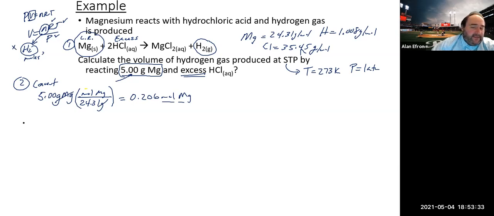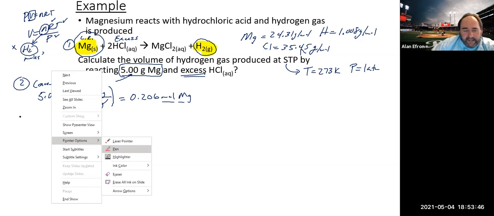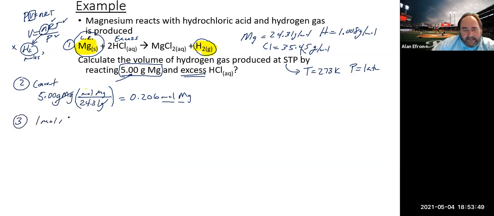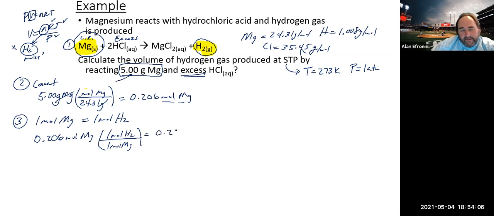And that is where our stoichiometry part comes into play. From the equation, we have magnesium and hydrogen, and from that relationship we can see that for every 1 mole of magnesium, we get 1 mole of H2. So that's not too bad. We have 0.206 moles of magnesium. Doing the stoichiometry, 1 mole of magnesium, 1 mole of H2. I think I can do that. That is 0.206 moles of H2.